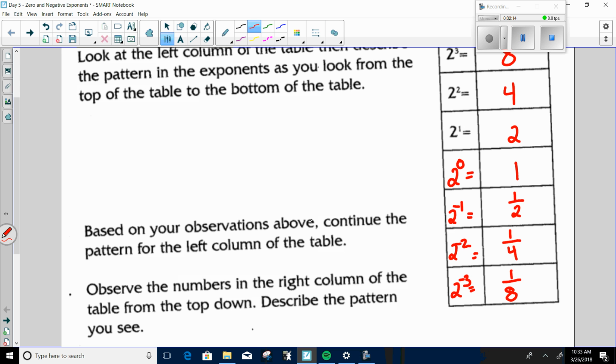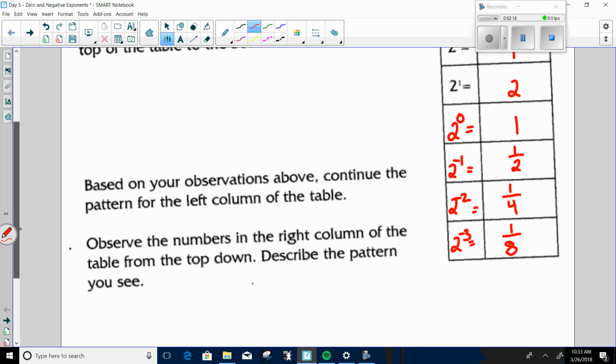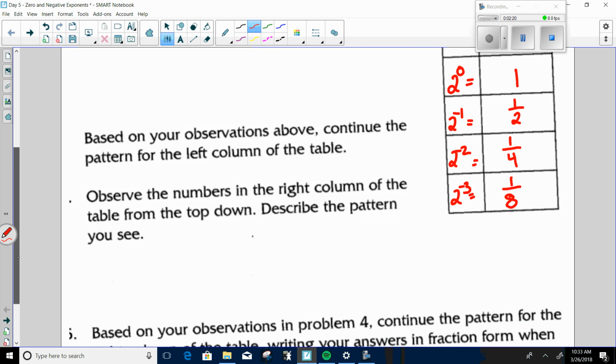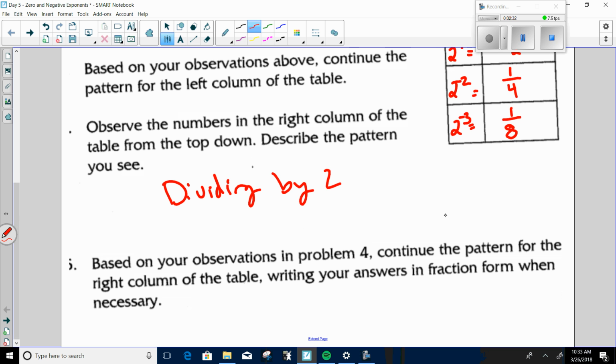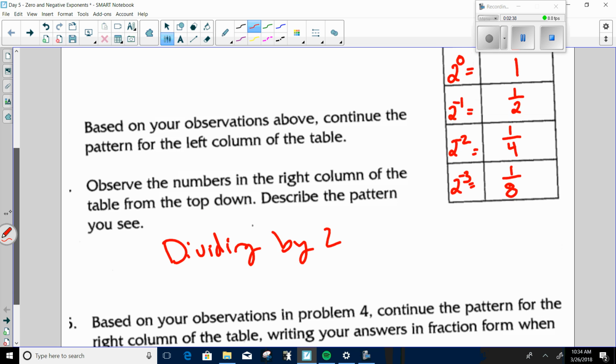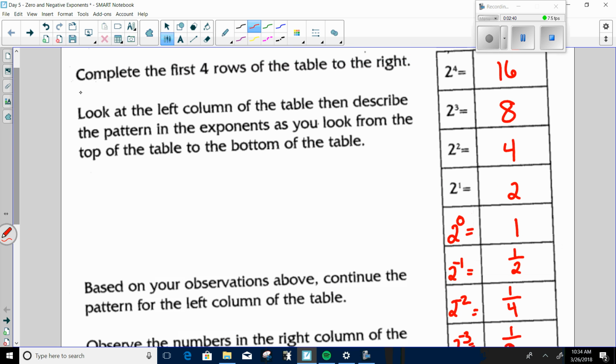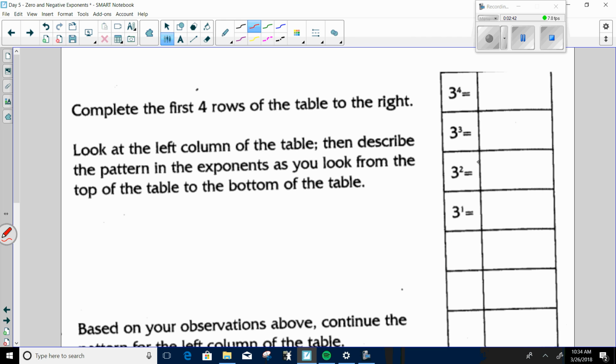It says, based on your observation above, continue the pattern on the left, which we did. Observe the numbers in the right column of the pattern from the top to describe the pattern. What are we doing? We're dividing by 2. This is based on your observation of problem 4. Continue the pattern for the right column of the table, writing your answers in fraction form when necessary. So there it is. So let's look at the next one.